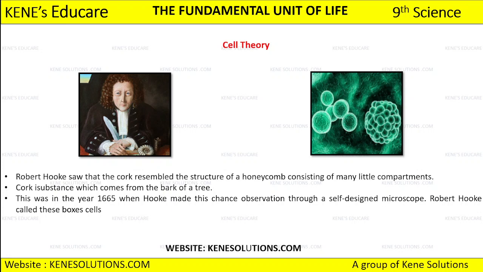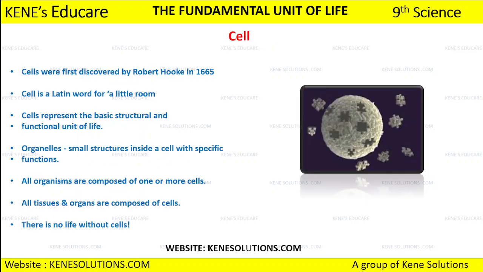There are little apartments which are present, and we can even compare that honeycomb with cork, and cork is something that we get from the bark of the tree. Okay, so this is how he was giving his explanation, and he was trying to explain to everyone that we have something called a cell, which is the fundamental unit of life, and this cell is derived from a Latin word which means a little room. What does cell mean? A little room, and inside the cell we have small structures called organelles which perform different specific functions.